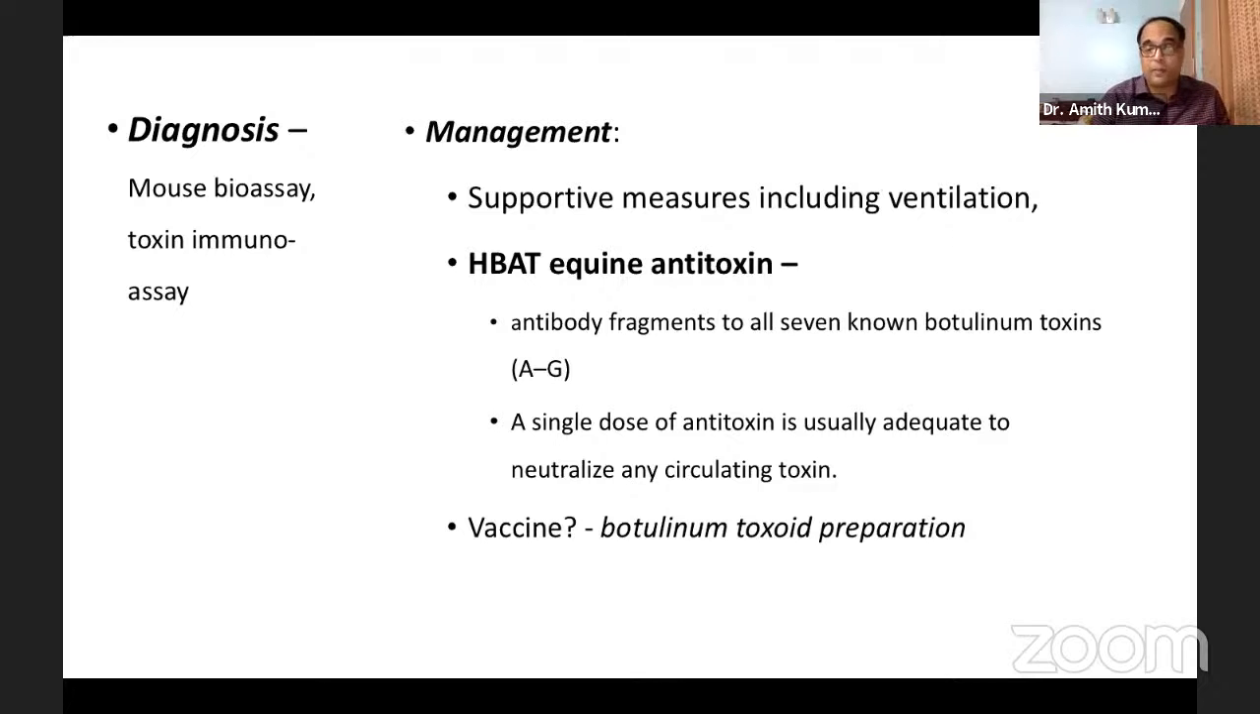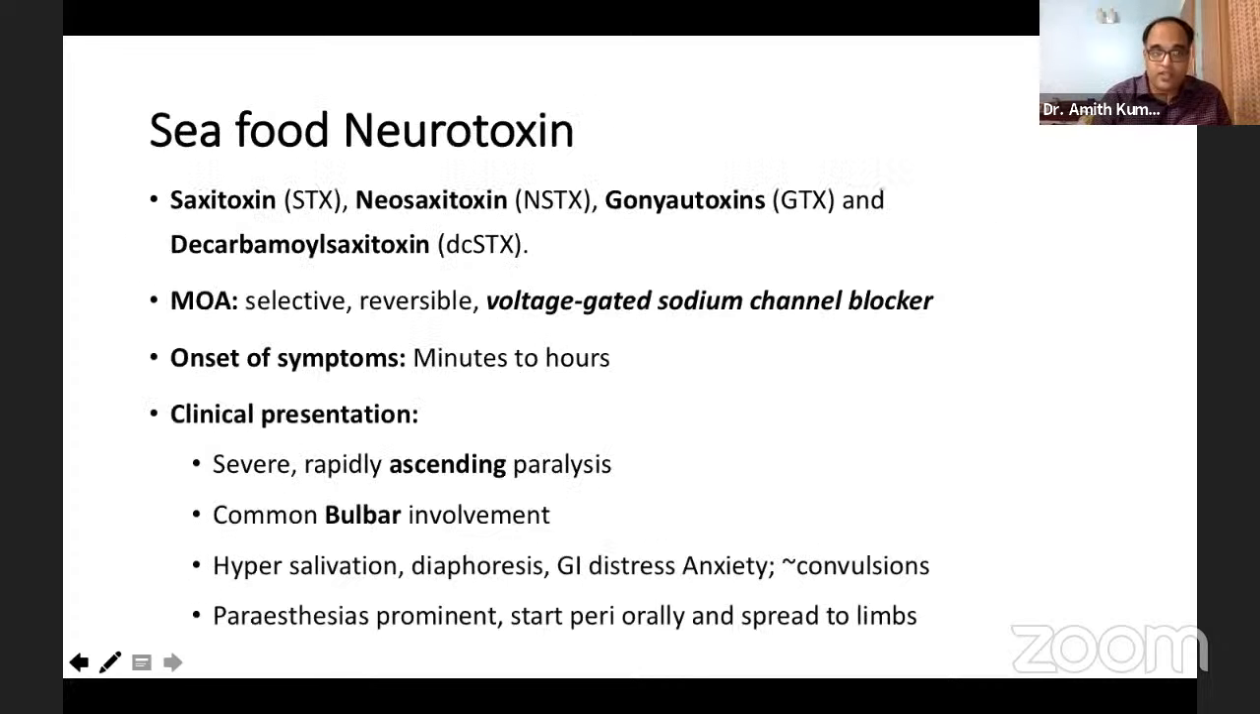These are mainly for military and research establishments. Now, the seafood neurotoxin, the saxitoxins or neosaxitoxin: the mechanism of action is a selective, reversible, voltage-gated sodium channel blocker. The onset of symptoms is minutes to hours, and the clinical presentation includes severe, rapidly ascending paralysis, common bulbar involvement, hypersalivation, diaphoresis, GI distress, anxiety, and it may result in convulsions. The paresthesias are predominant, especially starting in the perioral region and spreading to the lips.